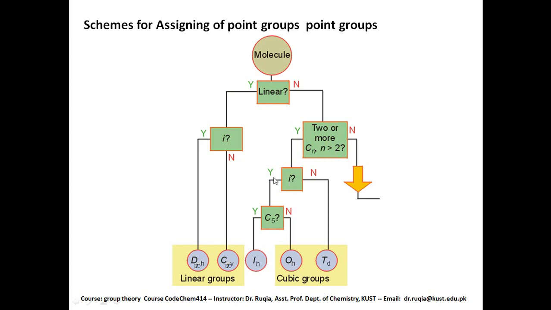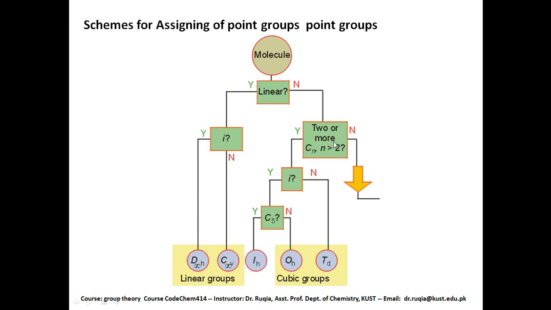If yes, we look at the center of inversion. If the center of inversion is there, we look at C5. If C5 is there, it's icosahedral. If the C5 is missing, it is the octahedral. And if the center of inversion is missing, it is the tetrahedral. The center of inversion is present in the octahedral and icosahedral groups, but it's not present in the tetrahedral group.